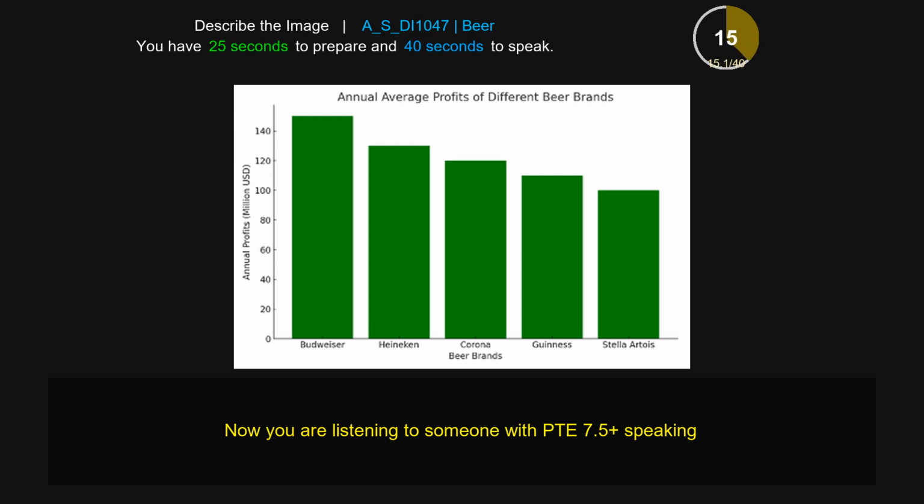The x-axis shows that Budweiser has the highest number, while the Stella Artois is the lowest number. Furthermore, along the x-axis in the brands, we can see Heineken, Corona, and Guinness. That's it from this bar chart of annual average profits of different beer brands.